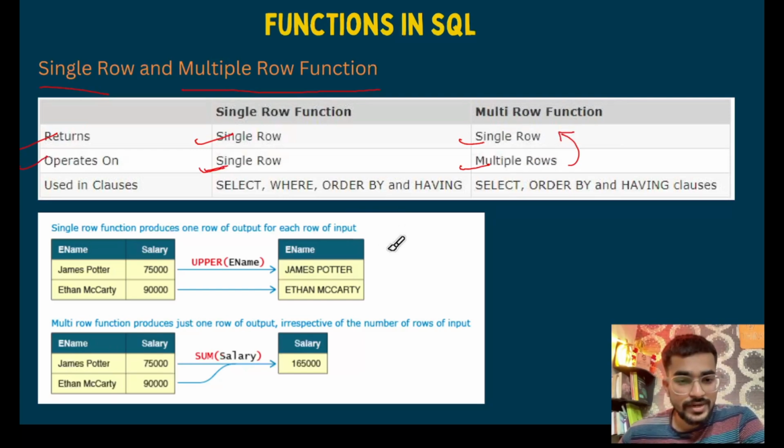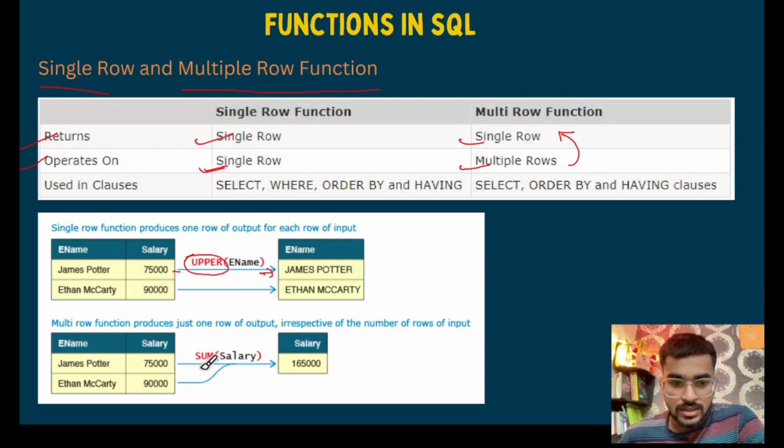Just for clarification, we can see an example. Let's say we have a function called upper. What will upper do? It will change any character to uppercase. So we have, let's say, James Potter, Ethan McCarthy, in mixed uppercase and lowercase, but if you apply upper, it will change them to uppercase. This is a type of single row function because it applies on every row and changes every row to uppercase.